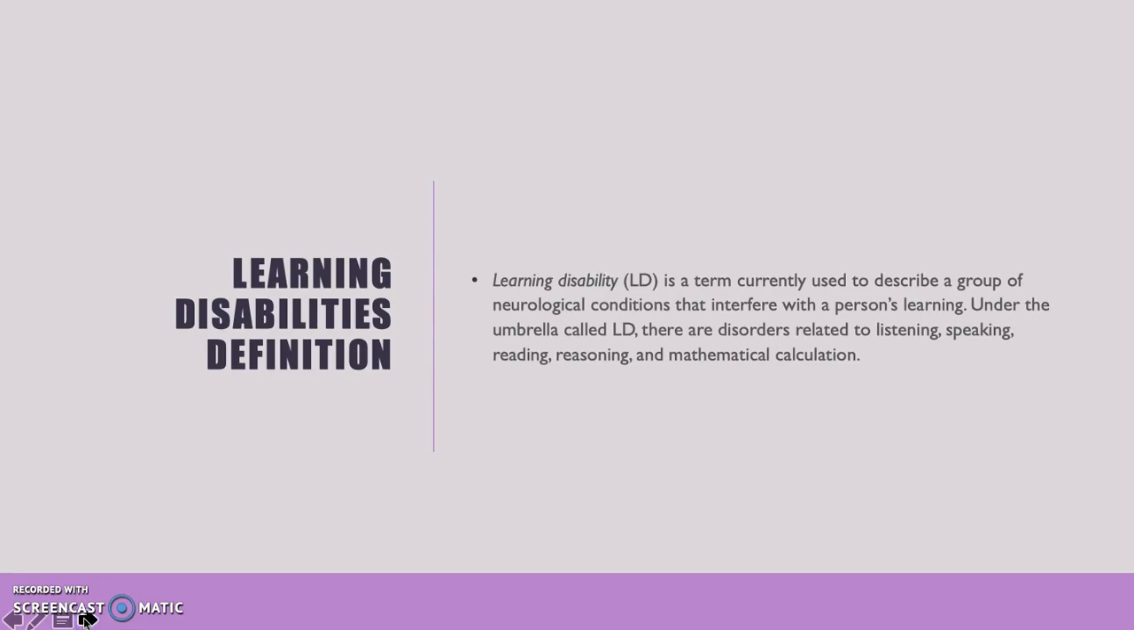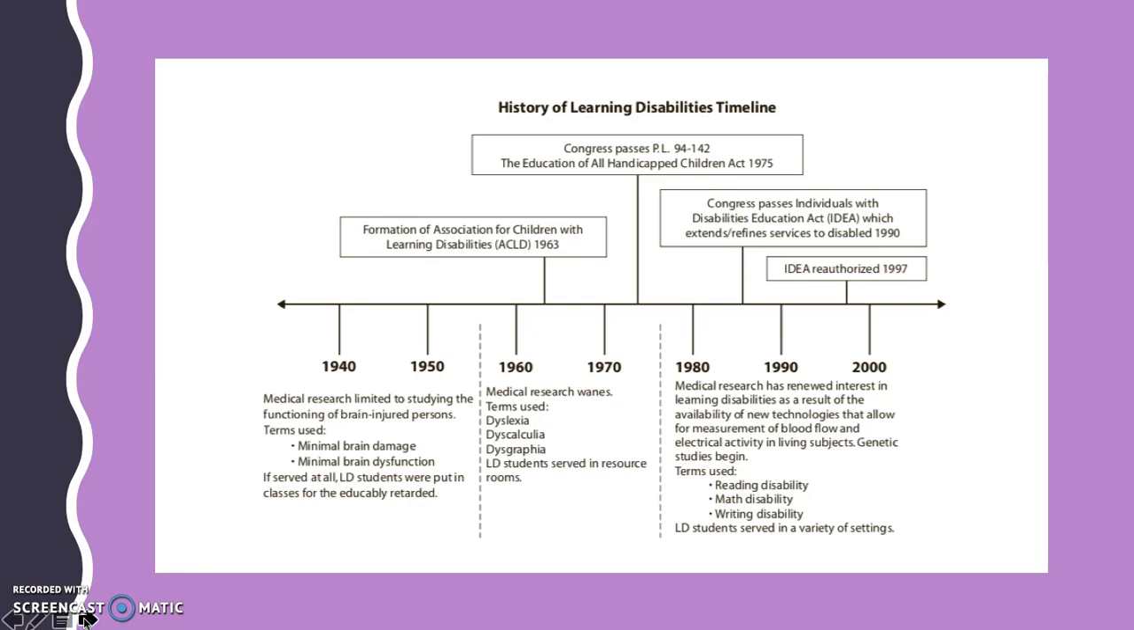Learning disability is a term currently used to describe a group of neurological conditions that interfere with a person's learning. Under the umbrella called LD, there are disorders related to listening, speaking, reasoning, reading, and mathematical calculation. Here is the history of learning disabilities timeline.